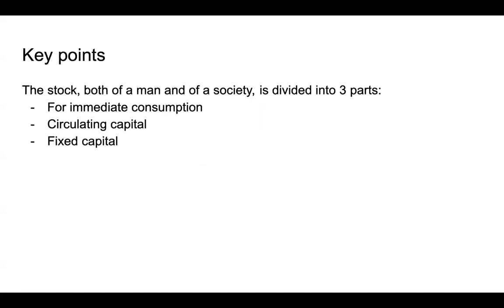Okay, chapter one, the division of stock. So this chapter talks about how we can categorize the stock, either of a man or of a society. It can be divided into three parts. One part for immediate consumption. The other part is circulating capital, and then the last part is fixed capital.